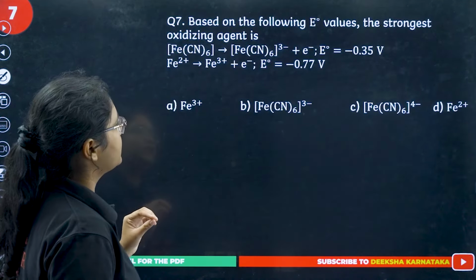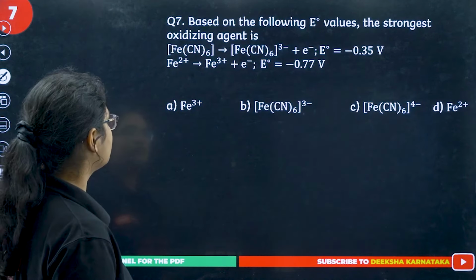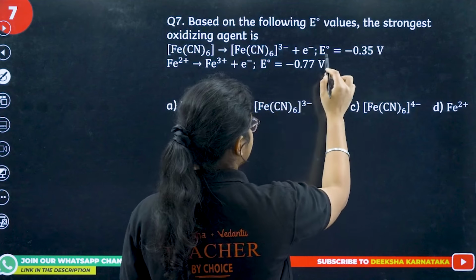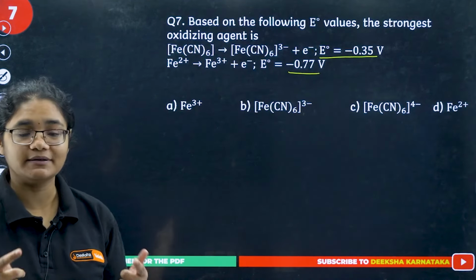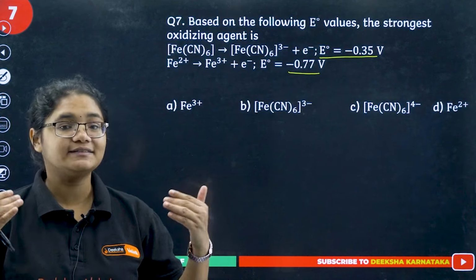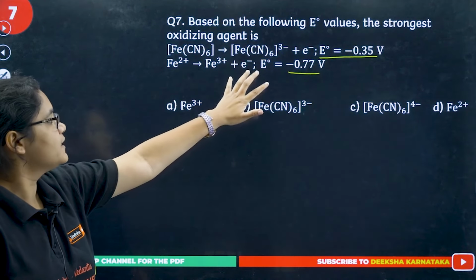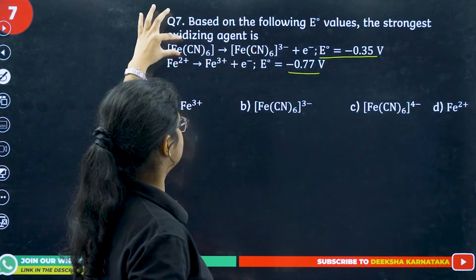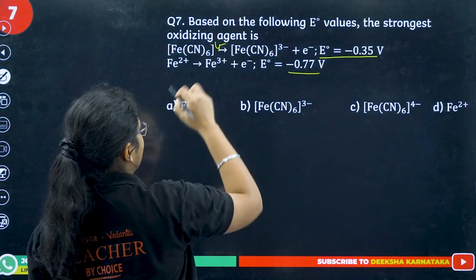Next, based on the following E naught values, the strongest oxidizing agent is. So if you see, we have the strongest oxidizing agent, right? Strongest oxidizing agent means it will oxidize others, and itself it will get reduced. So their reduction potentials are given to me. The reduction potential of this one is higher, Fe(CN)6, this value is higher, right? Fe(CN)6 4 minus, here it is.